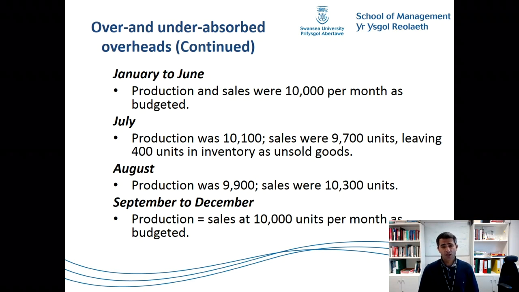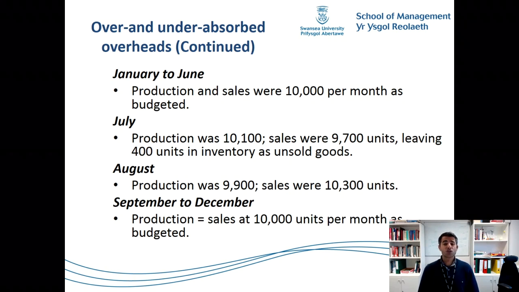Production was 10,100 units. Sales were 9,700 units, that leaving 400 units in inventory as unsold goods. So now think about it for 1 second. Our budgeted production units is 10,000 units, and we calculated the fixed manufacturing overhead, £30,000, based on 10,000 units of production, budgeted production.